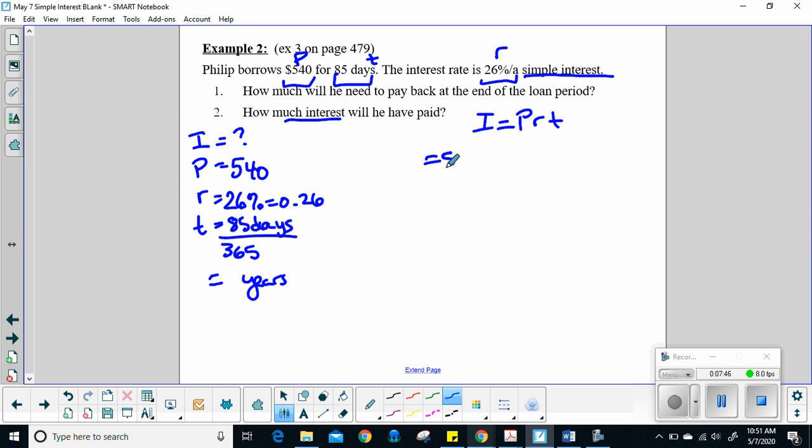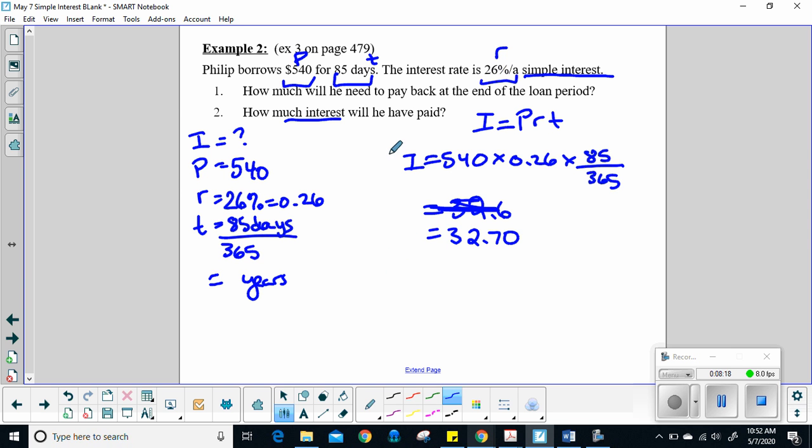So that equals $540 times 0.26, because that was my rate, times 85 days divided by 365 days in 1 year. Calculator, what does that tell me? 540 times 0.26 times 85 divided by 365 equals $32.69. No, that would round. Sorry. $32.70. So that is how much interest he will have paid.